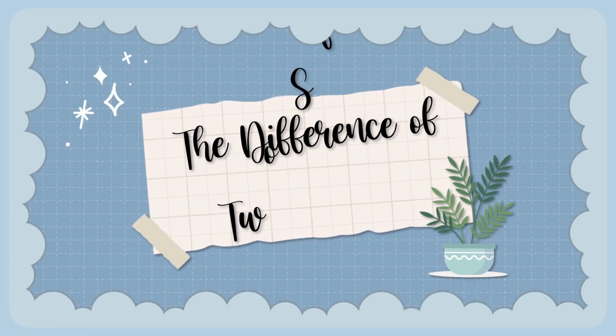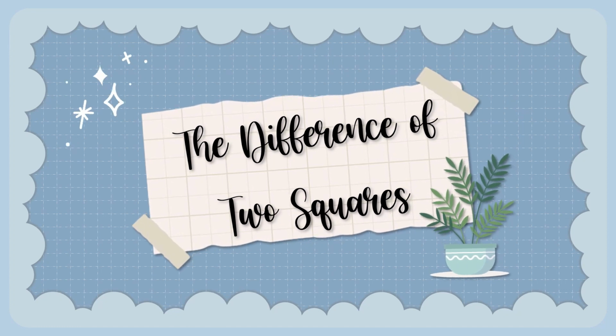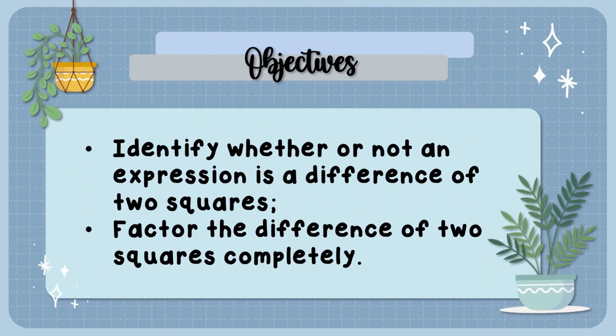Today, we are going to discuss the difference of two squares. We have two objectives for the day. The first one is to identify whether or not an expression is a difference of two squares. And the second one is to factor the difference of two squares completely.